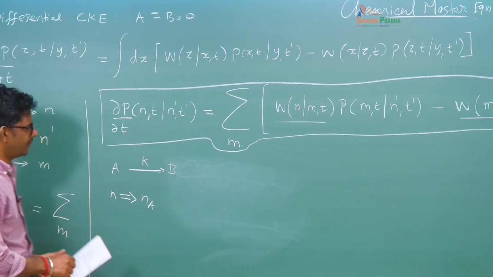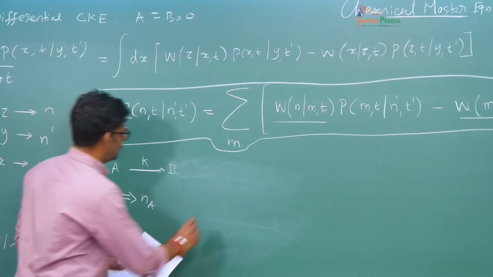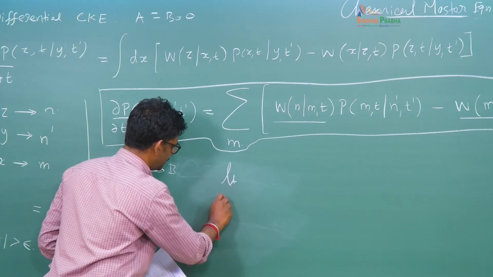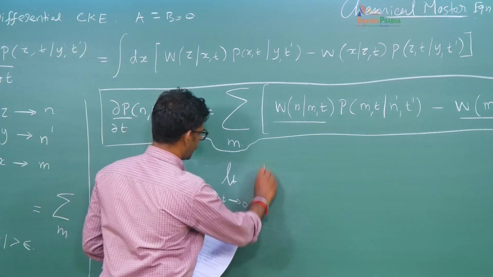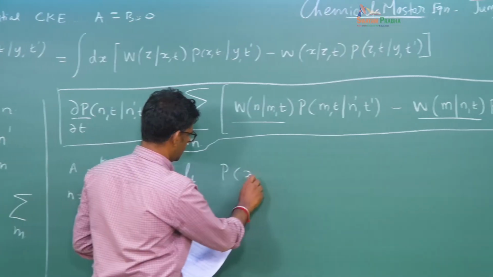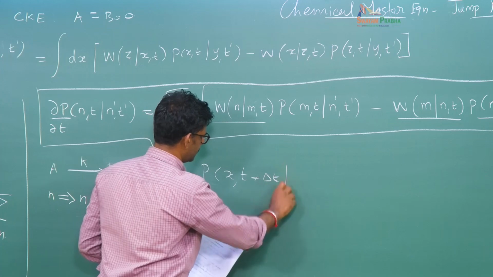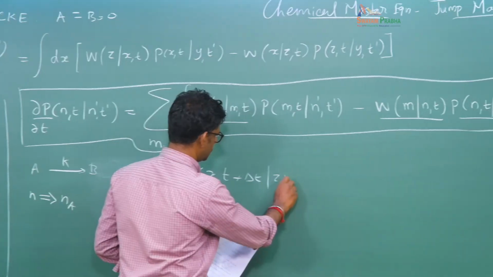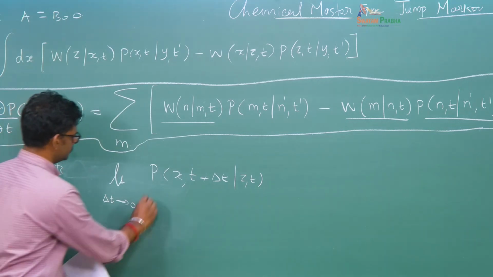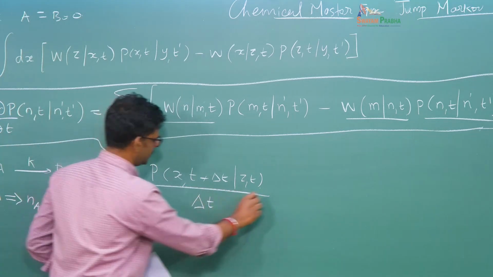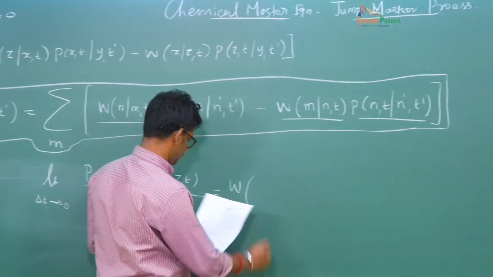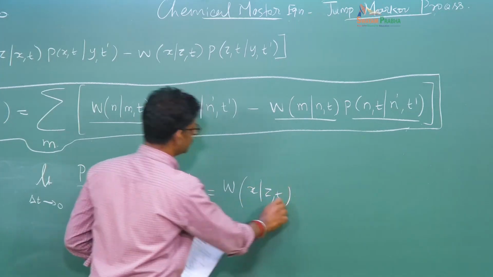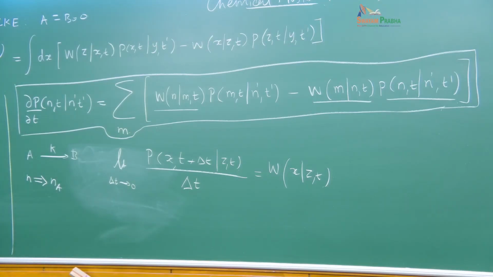So let me look at the definition of W, what we have done before. We said that in the limit delta T going to 0, P of x comma T plus delta T given Z comma T, over delta T, is given as... this is the way that I defined the transition probability when we looked at the derivation of the differential Chapman-Kolmogorov equations. So now what we want to do is do the same thing, but apply it to this discrete case.